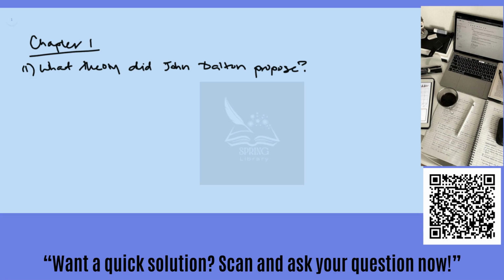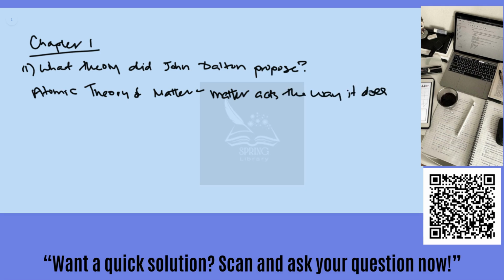Question 11 asks, what theory did John Dalton propose? So Dalton's theory, or the atomic theory of matter, was the first convincing theory to define that properties of matter are due to atoms and their properties. So basically, matter acts the way it does because it's made up of atoms. And those atoms have certain properties.